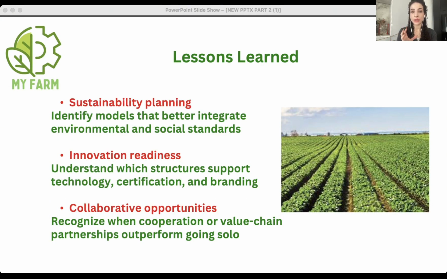Sustainability planning. This is about identifying which models better integrate environmental and social standards. Innovation readiness. This is about seeing which structures enable or limit the adoption of technologies, certifications, or branding strategies. Collaborative opportunities. This is about recognizing when cooperation, clustering, or value chain partnerships might bring greater benefit than going it alone.